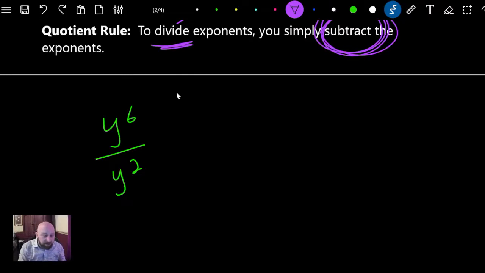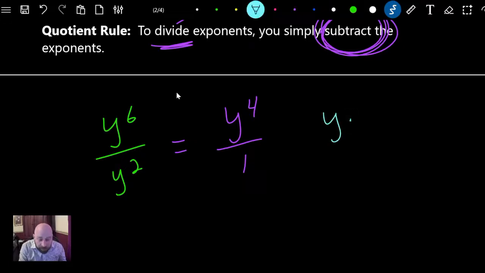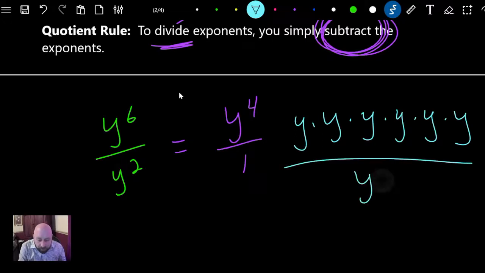So let's try that and see what happens. Y to the 6th over y squared. What should we do? We subtract. 6 minus 2 equals y to the 4th over 1. Mr. Steve, why is it over 1? Well, let's check this out. Let's actually do one of these. Let's write it out. Y times y times y times y times y. Let me write one more over here, times y. Okay, there's 6 of them, over y times y.